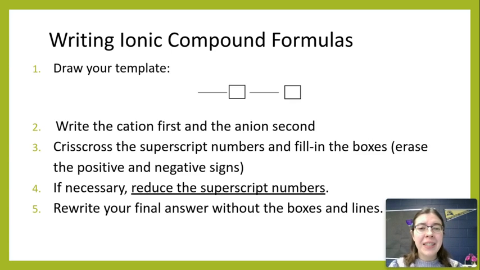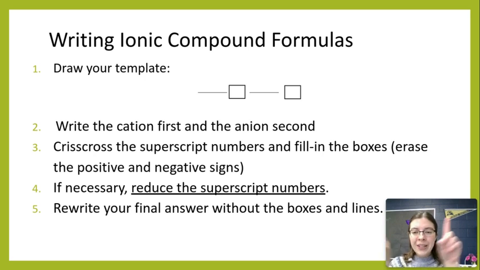Okay, so there's a couple different steps. The first thing we need to do is to draw the template to help us figure out where things need to go for ionic compounds. So it's that combination of lines and boxes that you see listed below. The second thing we're going to do is go ahead and write the cation on the first line and then the anion on the second line. So remember, cations are positive, they're going to be our metals. Anions are negative, and they're going to be our nonmetals.